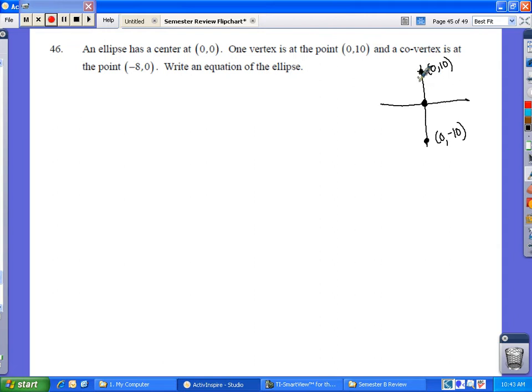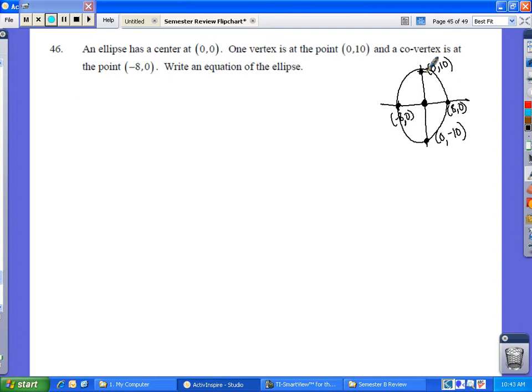I also know a co-vertex is at the point negative 8, 0. So if I go here, and this is a co-vertex at negative 8, 0, I know that I also have a co-vertex at 8, 0. So my ellipse is going to look something like this.